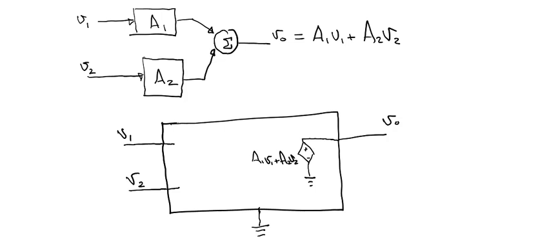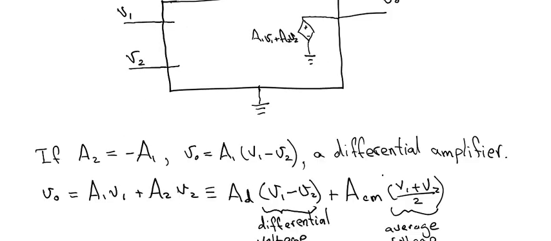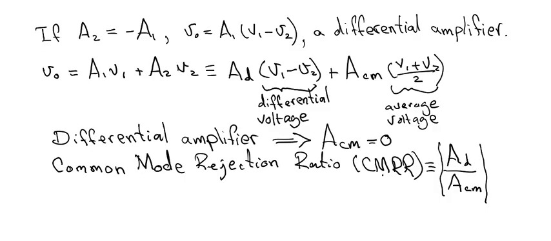To make a differential amplifier, A2 has to be negative A1. Because of the component variations, this is almost impossible to achieve. You can only get it approximately.